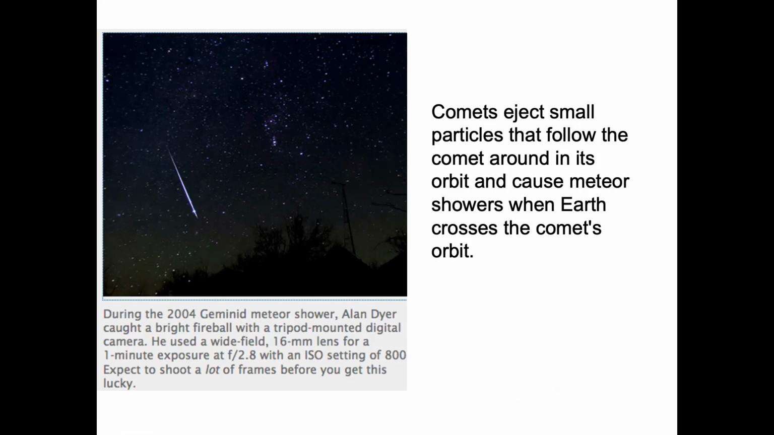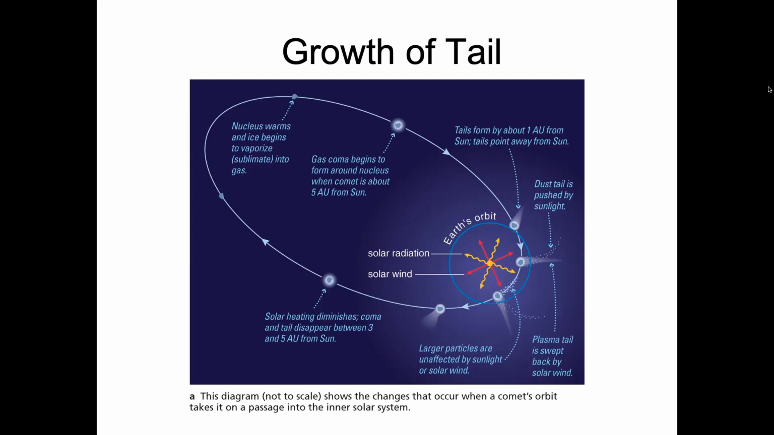Now, when a comet passes by, and I'm going to toggle back and forth between this slide and the previous one, they have these small particles that tend to follow the comet in its orbit. So like you can see here, larger particles are unaffected by sunlight or solar wind, and that's these larger particles that this dotted blue arrow is pointing towards. They're too big for the solar wind or solar radiation to push on them. And so Earth's orbit and the path of these larger particles intersect. And so these larger particles can enter Earth's atmosphere.